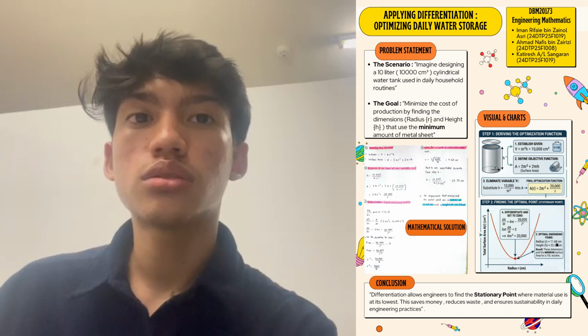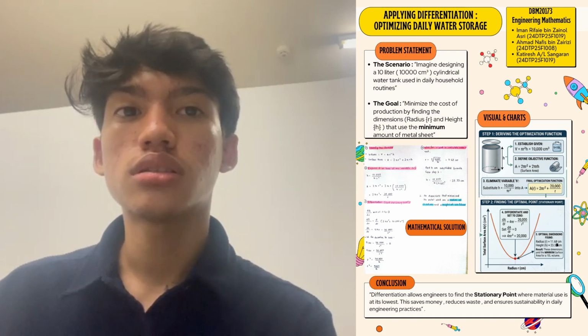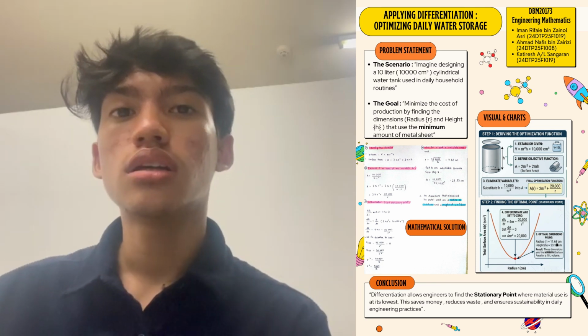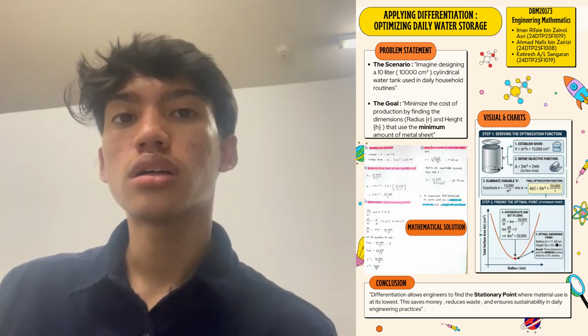Our objective is to minimize the surface area A, which represents the material cost. The formula for a closed cylinder is A equals 2 pi r squared plus 2 pi r h.